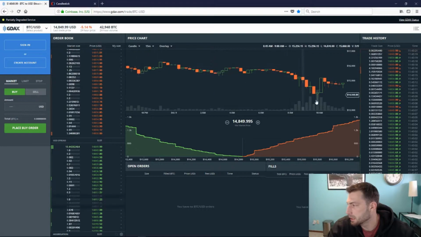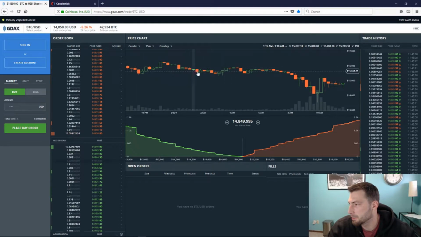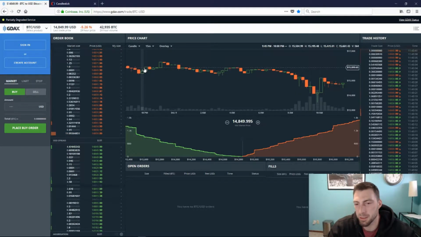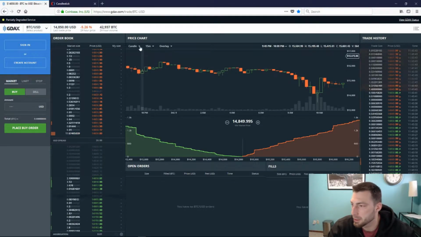So basically, this is representing how much a Bitcoin was. What was the last trade price at this particular time? And you can see that as time was going forward, the price was going down. It started going up, and then it went down again. And now it's slightly going up. Okay, that is probably blatantly obvious.